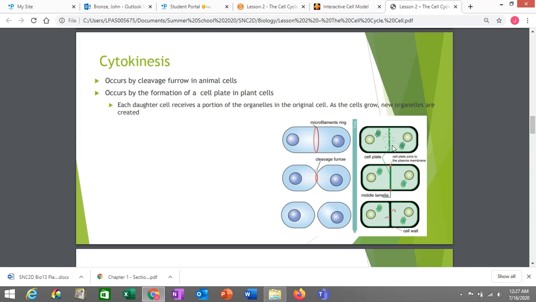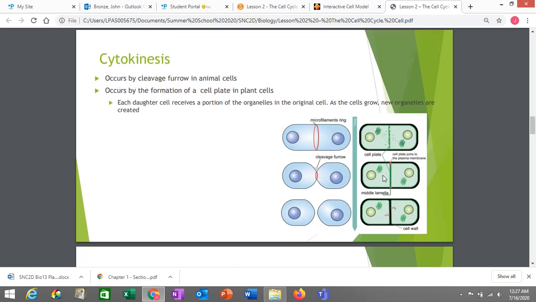In a plant cell, it's a little bit different. You have a structure forming in between where the two cells are going to separate, and you actually have a cell wall built there in the middle, right? Remember that plant cells have cell walls, animal cells don't, so you actually have a cell wall form in between the two cells, and they separate that way. And we call this region where this formation is happening a cell plate. Okay?